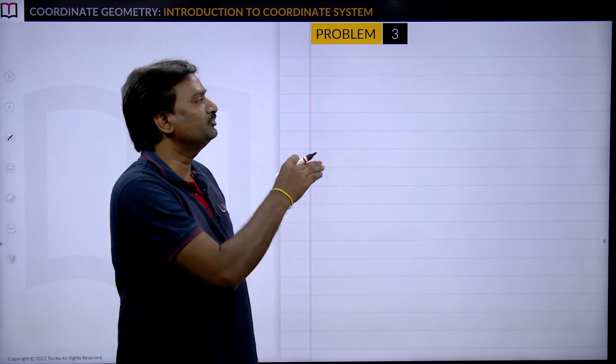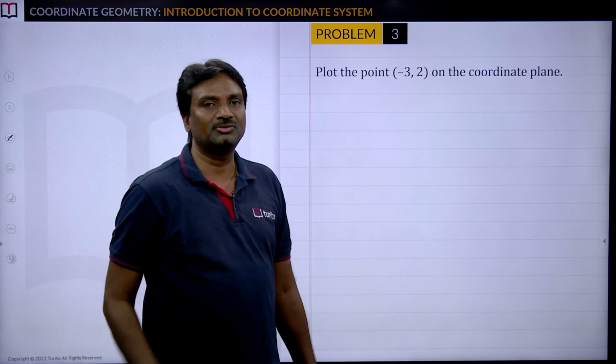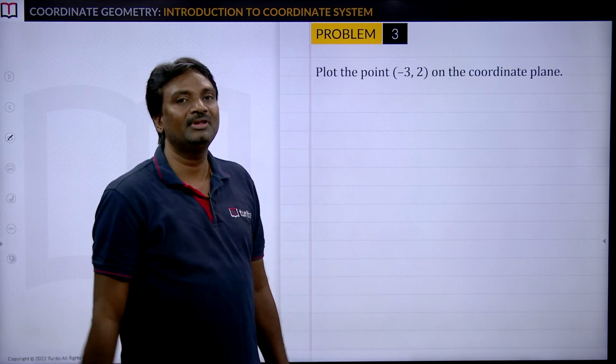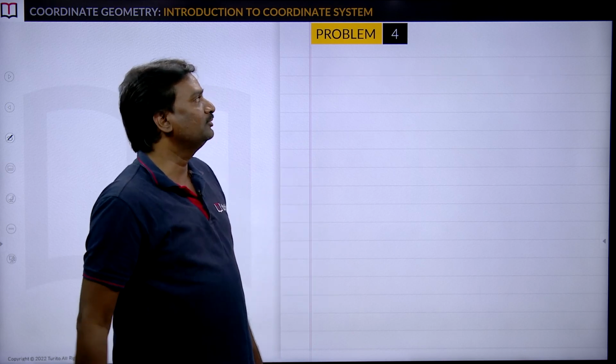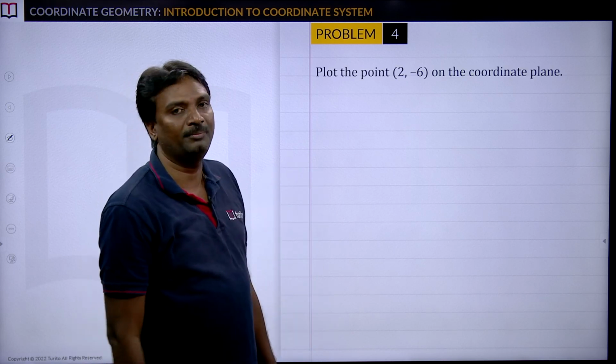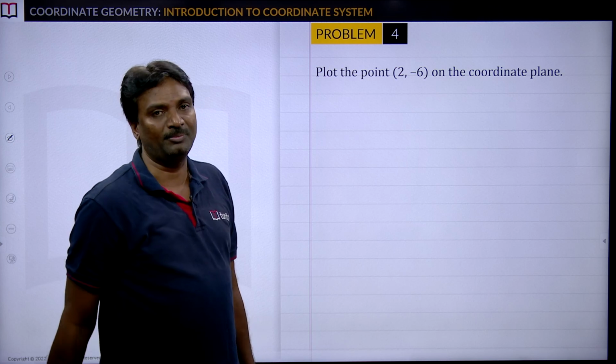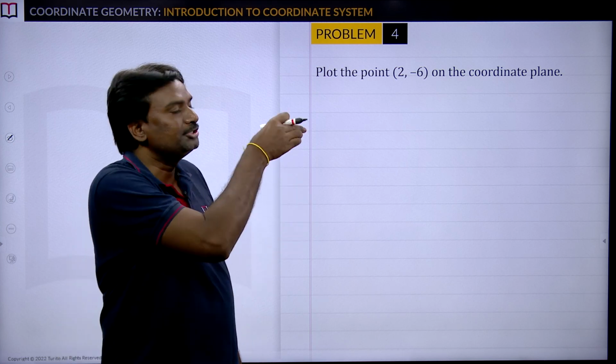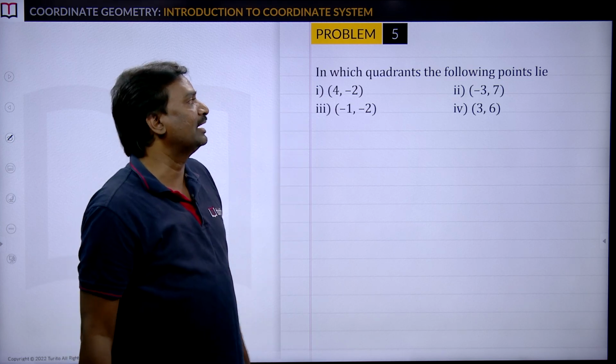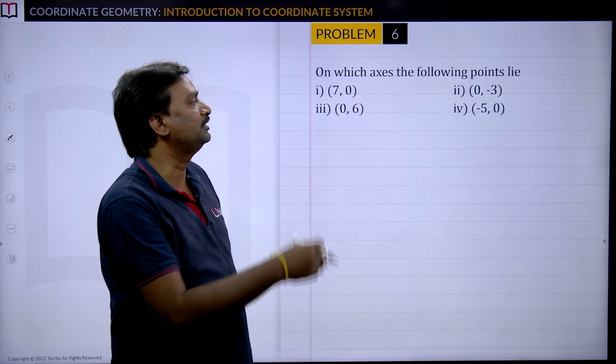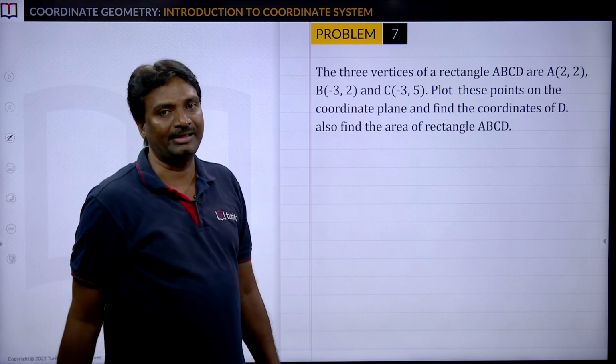After this we have some problems like this. After the class you can take them and practice them. I have explained 2 problems, so you can take the 4th problem, the 5th one, the 6th one, the 7th one, and so on, and practice them after the class.